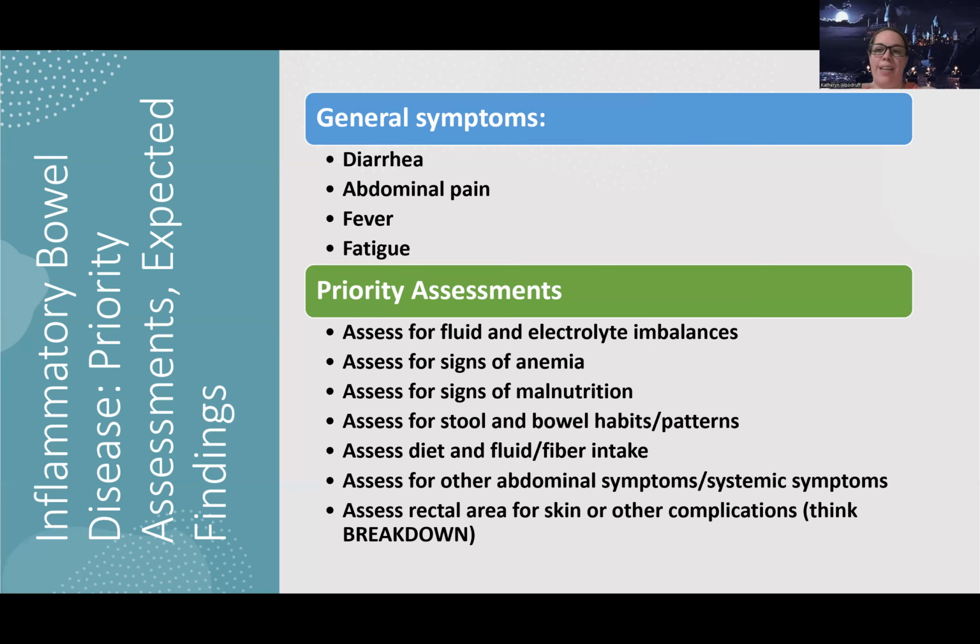Whereas with ulcerative colitis, they can have just such bad blood loss, and they can have such imbalances because of the frequency of stools that it can lead to malnutrition.